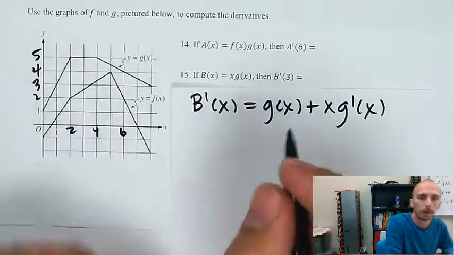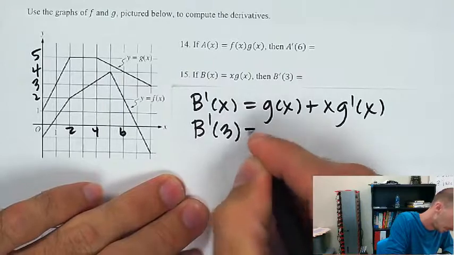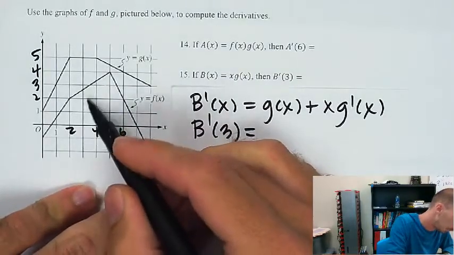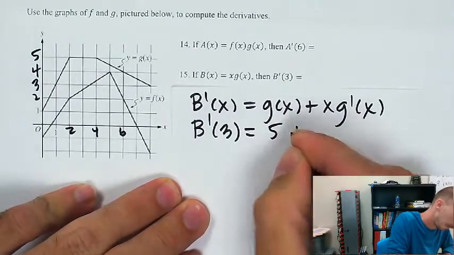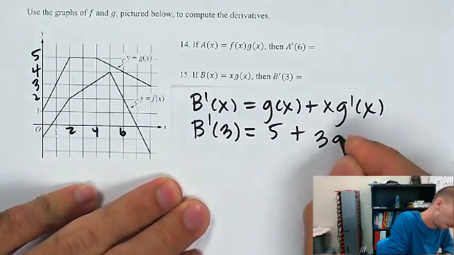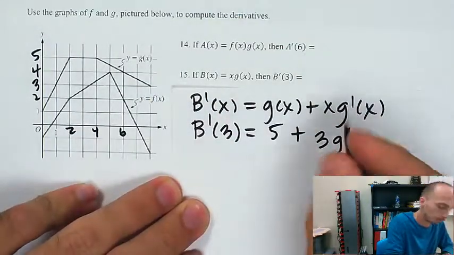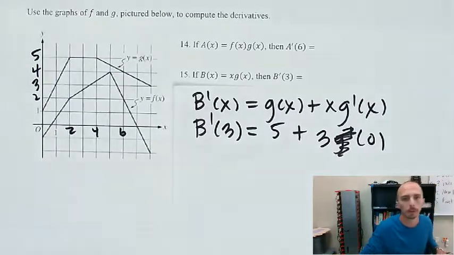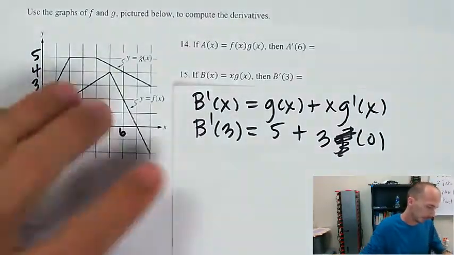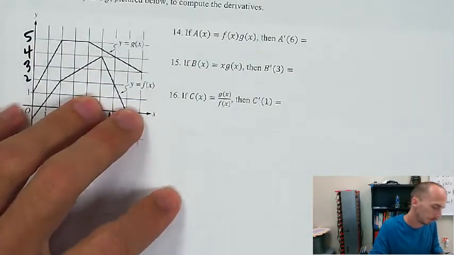That means that b prime of 3 equals g of 3, which is 5, plus 3 times g prime. And g prime of 3 is 0 because this is horizontal. So it's just 5. All right. Rotate that a little bit.